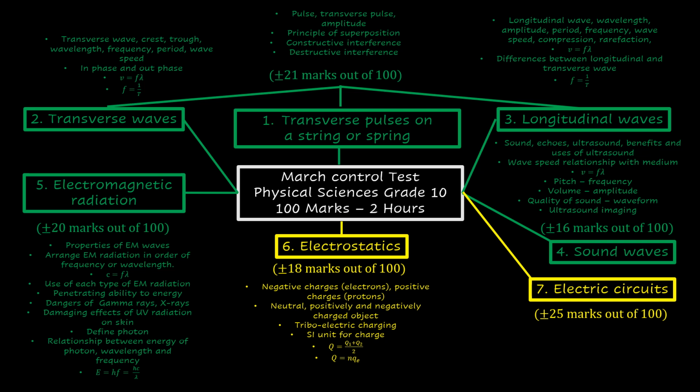Another equation under electrostatics is the one for charge quantization: Q equals n multiplied by Qe, where Qe is the charge on an electron or the charge on a proton. If it's an electron, that value will be negative. If it's a proton, that value will be positive. So all the charges in the world are an integer multiple of this Qe value. That's why we have the charge quantization expression.